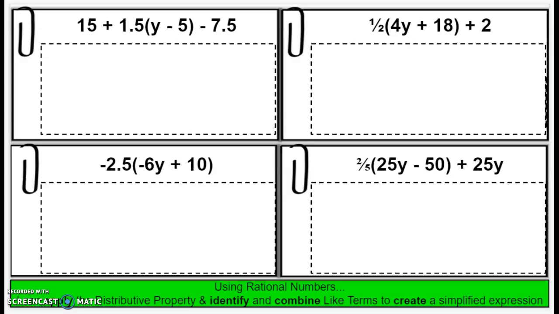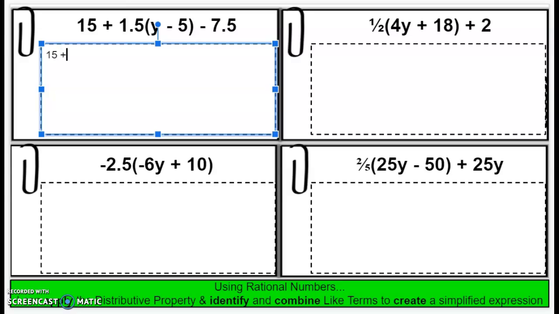So our first problem is 15 plus 1.5, open parentheses, y minus 5, close parentheses, minus 7.5. So I'm going to rewrite this and do the distributive property first. You do not combine like terms first, you do the distributive property first.